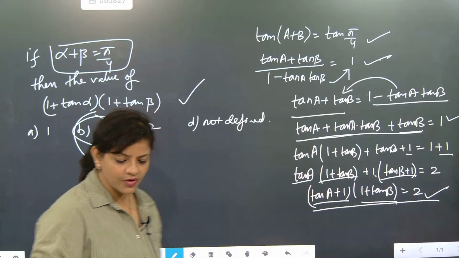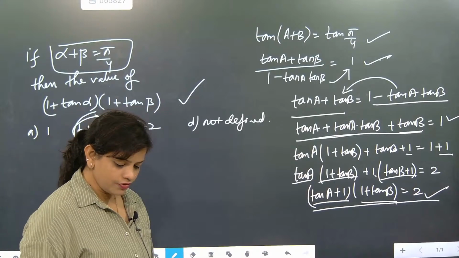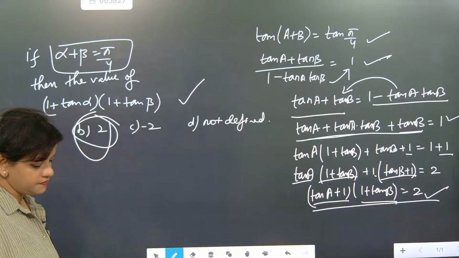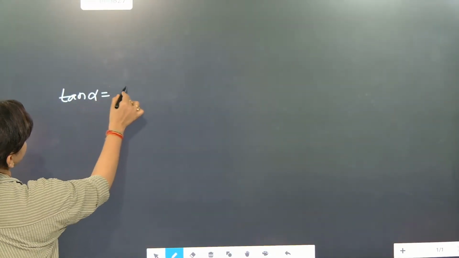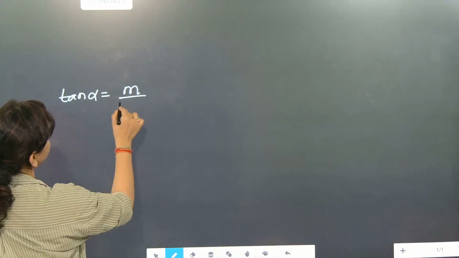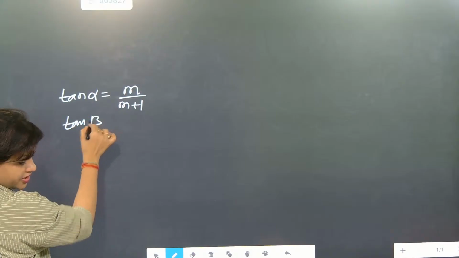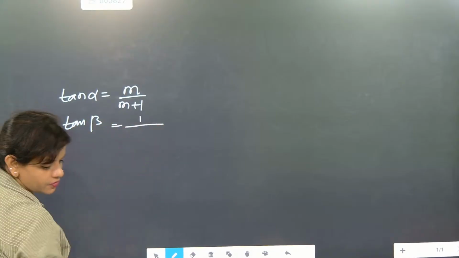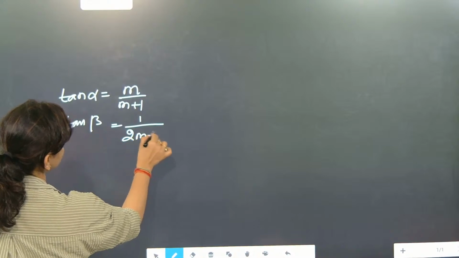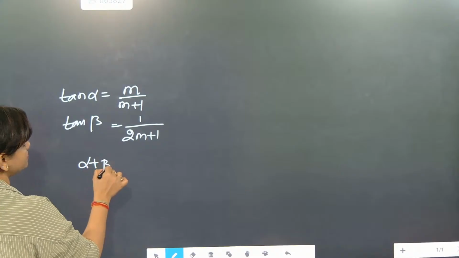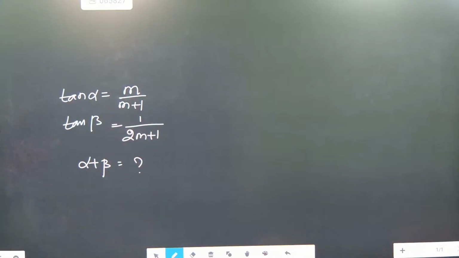I hope everybody understood. So one last question I'm giving you people. Come on, go for it. Are you ready for it? Question is, this last one question, go for it. Tan alpha is equal to m by m plus 1 and tan beta is 1 by 2m plus 1. These are all NCERT exemplar questions, beta. Many times exemplar questions are coming in exams. Now tan alpha and tan beta values are given. Then they are asking again, alpha plus beta is equal to what?